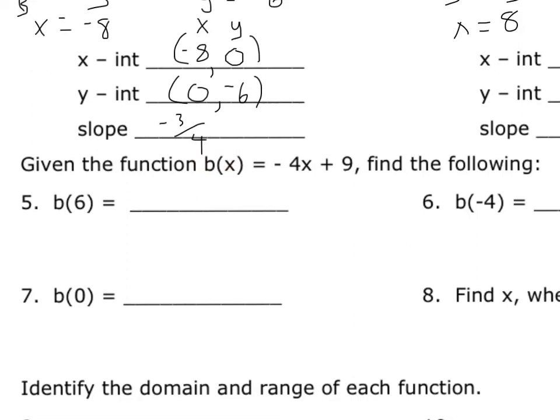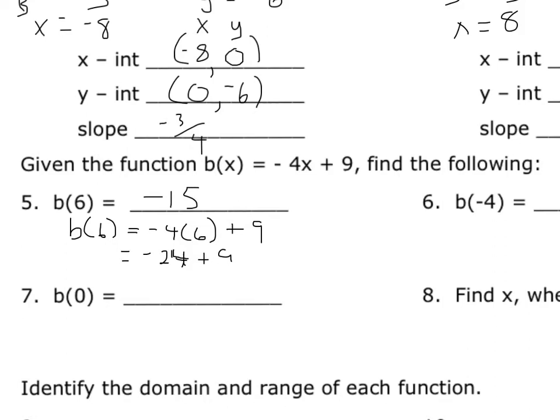All right, so b of 6 equals negative 4 times 6, right? I'm substituting that in for x, plus 9. And I'm not going to write b of 6 every time. It's just the same thing all the way down. That's not changing. That's just a way to name it, same thing as y equals. Okay, so negative 4 times 6 is negative 24, plus 9. Negative 24 plus 9 is negative 15. So b of 6 equals negative 15.